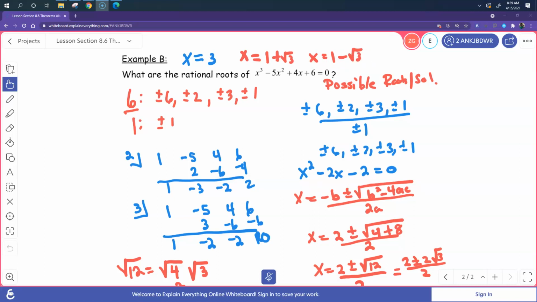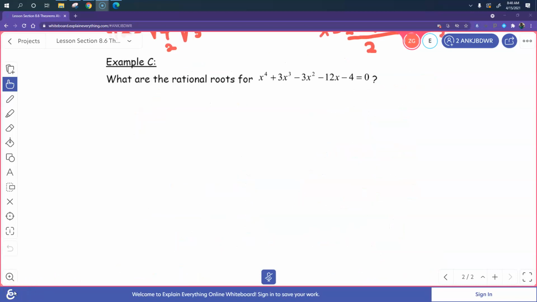By the way, this is a theorem, and these are called conjugates. If one is 1 plus square root of 3, you have to have the other one, 1 minus square root of 3. They come in pairs. So there are 3 solutions, okay? So we're going to come up with the possible roots.